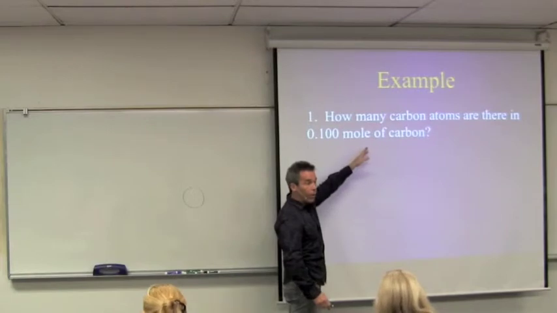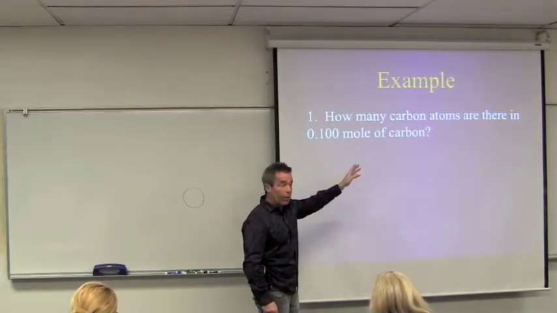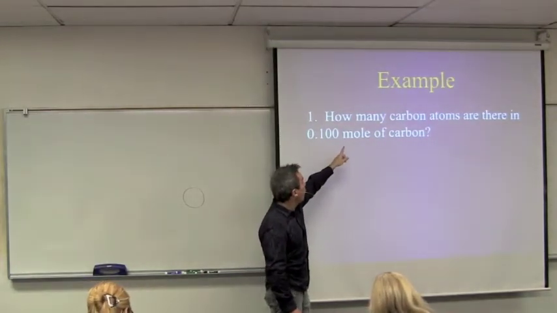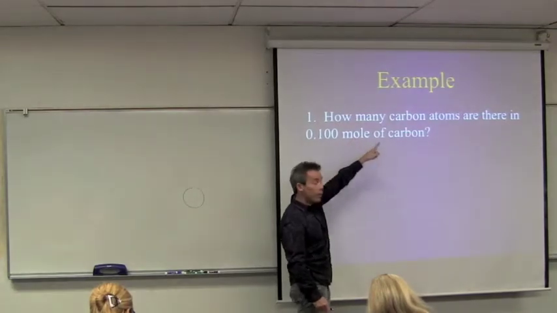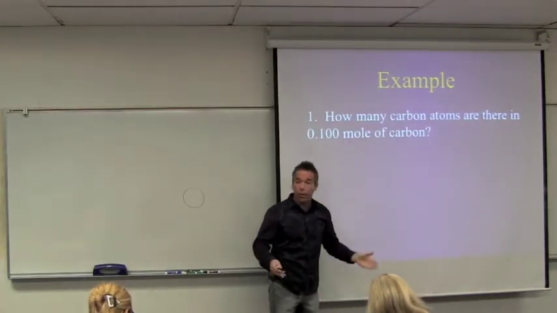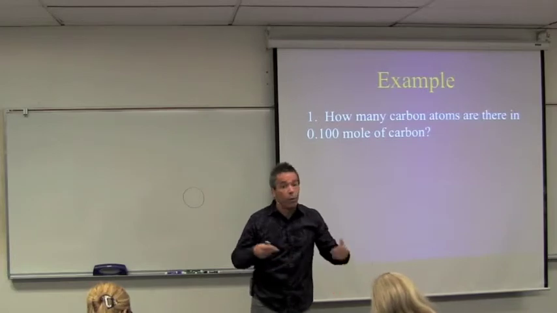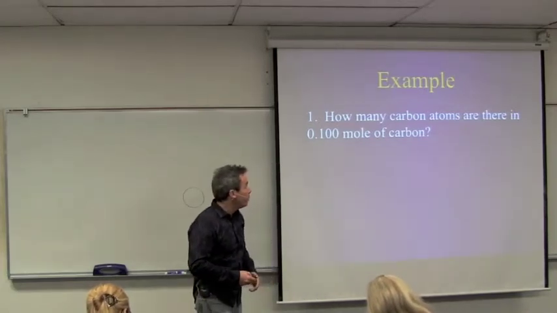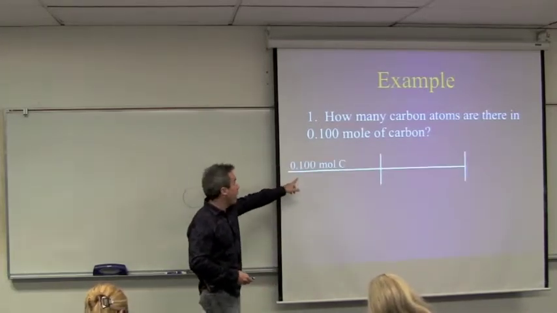How many carbon atoms are there in 0.100 moles of carbon? Just like we did our other conversion, we want to convert from one unit to the other, from the units of moles to the units of atoms. So we need to know the relationship between moles and atoms. We have it. That's Avogadro's number. We're going to write down what we start with.